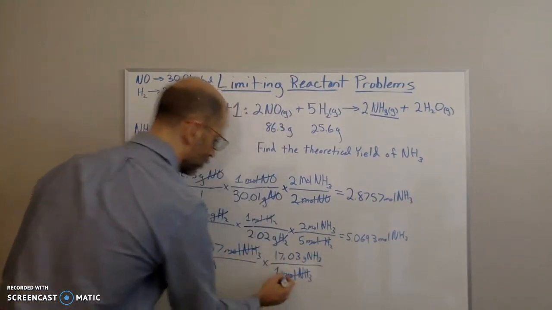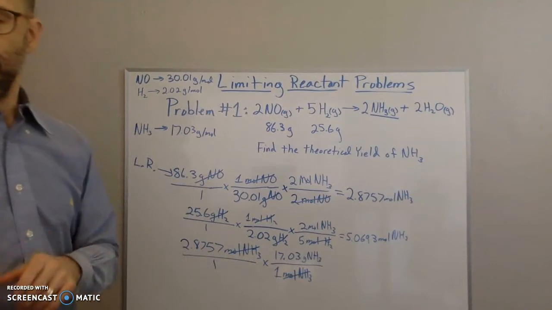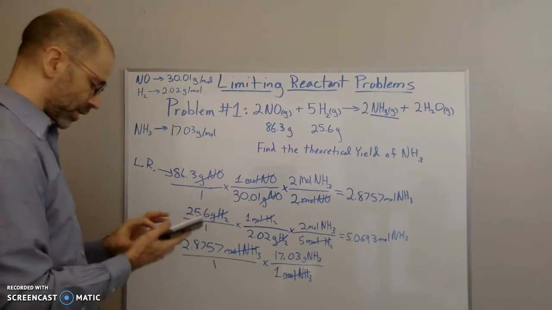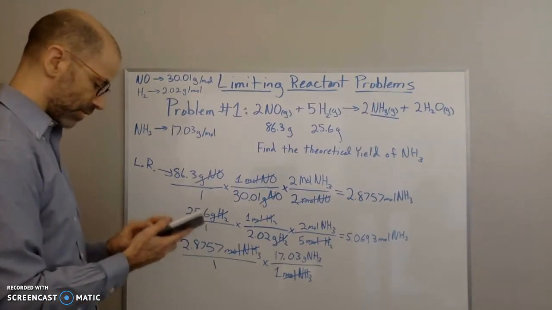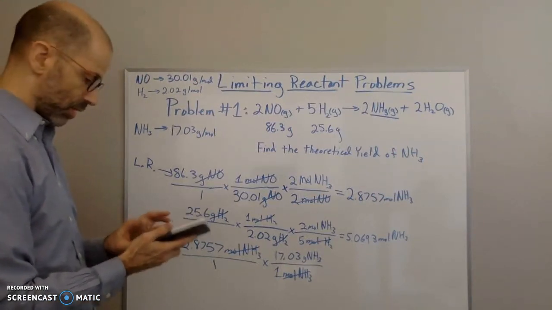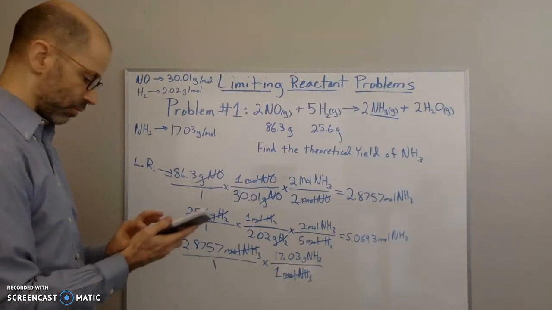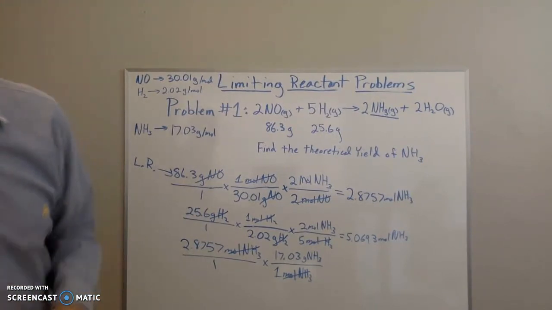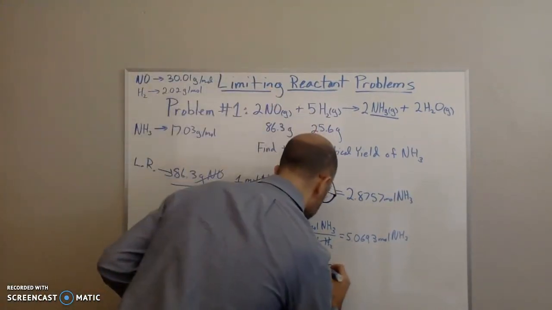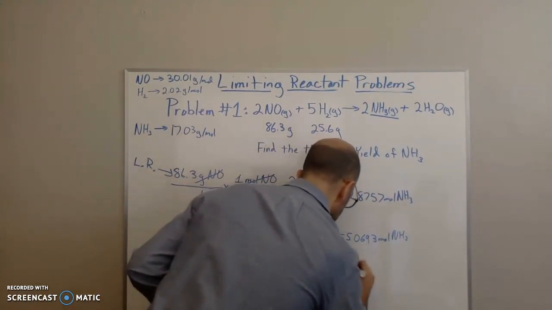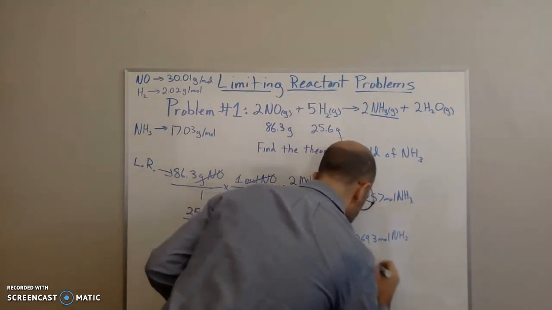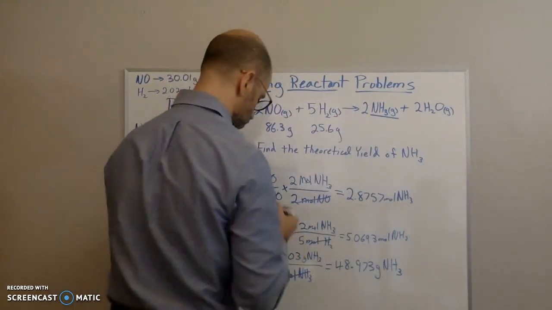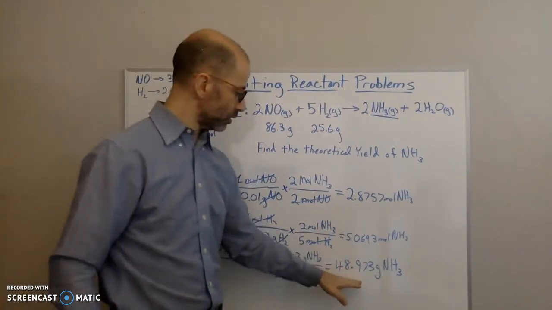So moles of NH3 cancel out. Now I have grams, and so I can calculate the number of grams: 2.8757 multiplied by 17.03 equals, and I get 48.973 grams of NH3. So that would be my theoretical yield.